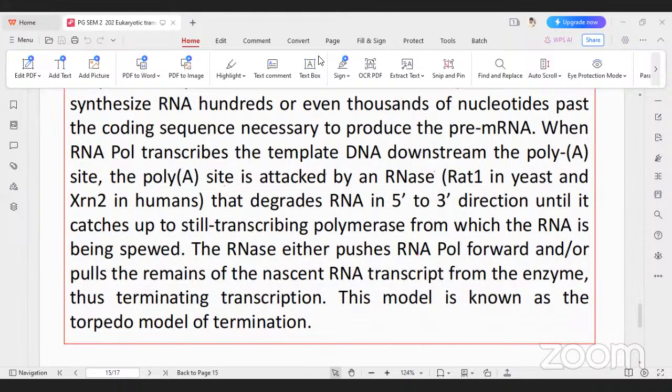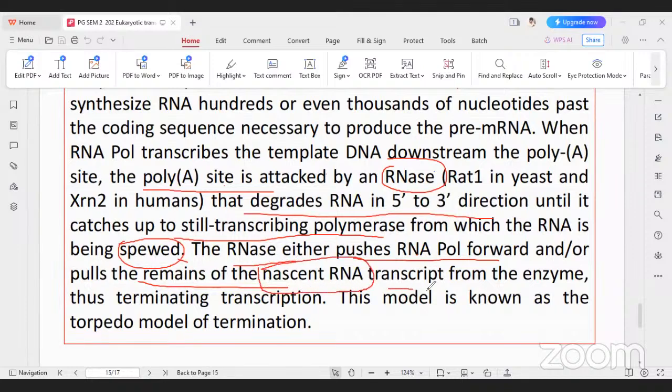With the help of RNase, where the repeated poly A sequence is present, it is attacked by RNase. That degrades RNA in the 5' to 3' direction until it catches up to the still-transcribing polymerase from which the RNA is being spewed, and they are separated. The RNase either pushes RNA polymerase forward or pulls the nascent RNA transcript, the new RNA nucleotides, from the enzyme, thus terminating transcription. This model is known as the torpedo model.